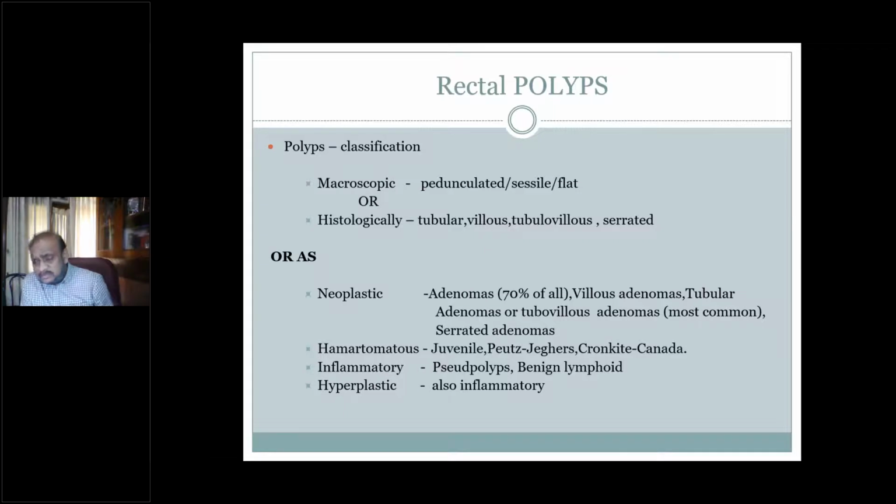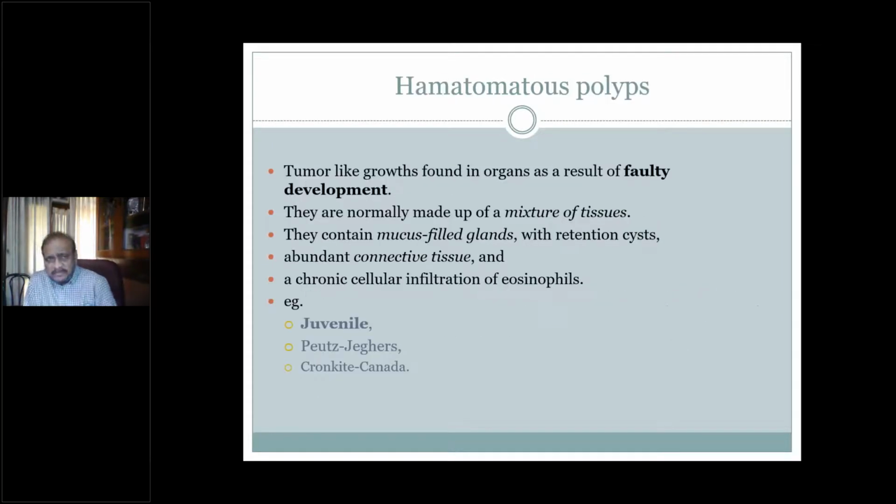Hamartomatous, the juvenile polyp, which is the most common polyp you find in children or infants who come to you with a rectal polyp. The other, juvenile polyps, right? Inflammatory polyps that you usually identify in patients with ulcerative colitis or Crohn's disease, or you can have hyperplastic, which is also an inflammatory polyp.